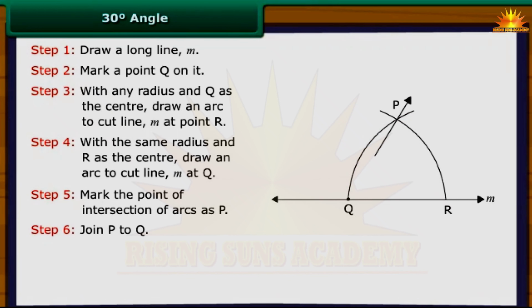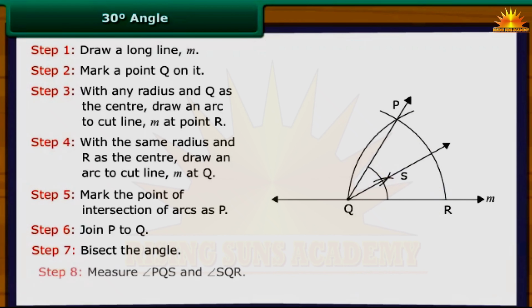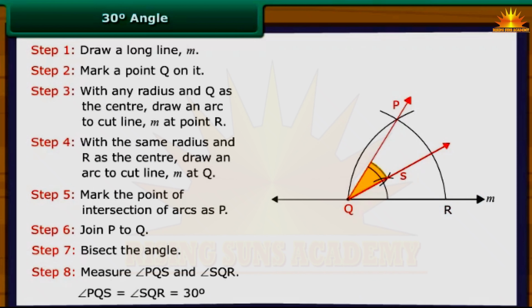Join P to Q. Bisect the angle. Measure angles PQS and SQR. Angle PQS is equal to angle SQR is equal to 30 degrees.